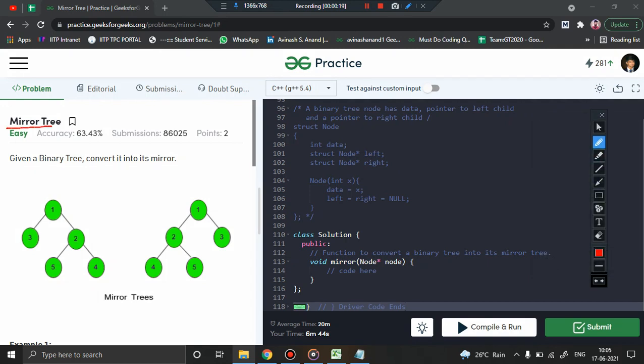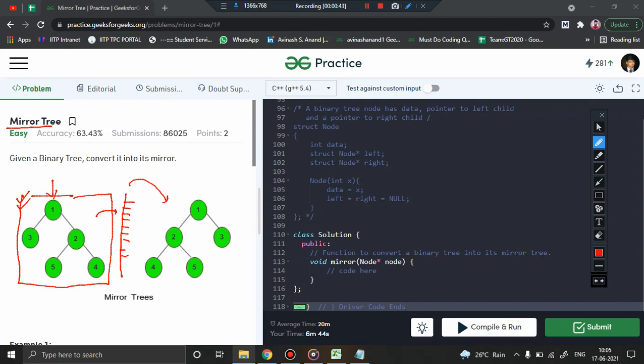You are provided with a tree, and you have access to its root node. What we need to do is find its equivalent mirror image. Suppose we have a mirror in between. If you keep this structure in front of a mirror, you will find a mirror image like this. What has happened? Simple lateral inversion has taken place.